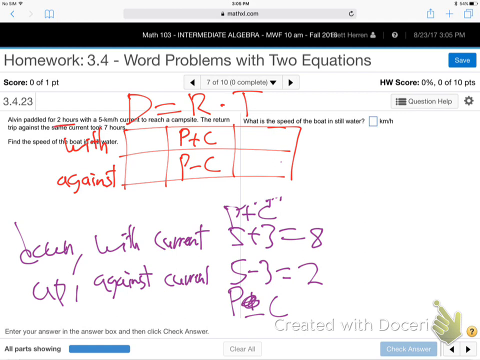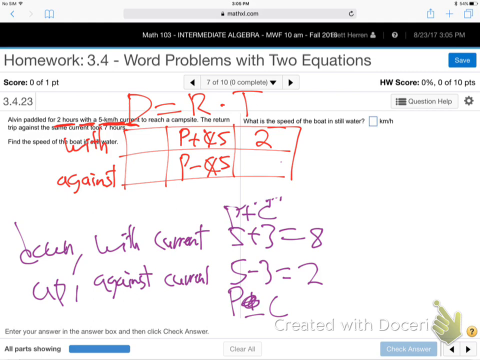Alvin paddled 2 hours with the current. So 2 hours, where's that going to go? 2 hours with the current. That's the time with. 5 kilometers per hour current. That's the C. It's 5. They're giving me this. They're just handing it to me. They're telling me the current is 5. So it becomes P plus 5 and P minus 5. Current has been replaced by 5. They gave it to me.